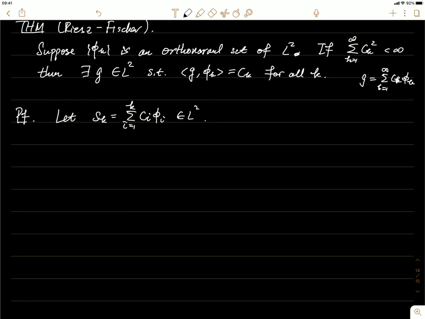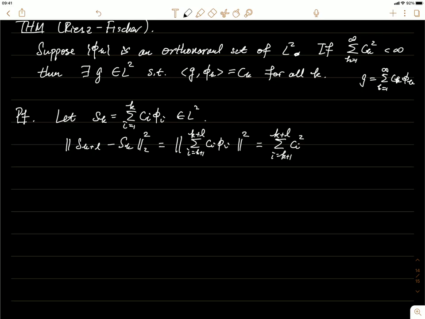And then we can look at the distance between S_k and S_{k+L}, where L is any other natural number, and take the difference between the two. Apparently this is going to give us the other terms, c_i phi_i, with i from k+1 to k+L, squared norm. And this is equal to the sum of the c_i squared, same i, from k+1 to k+L. And we know that when k goes to infinity, this should be going to 0. The reason is that this series is actually convergent.